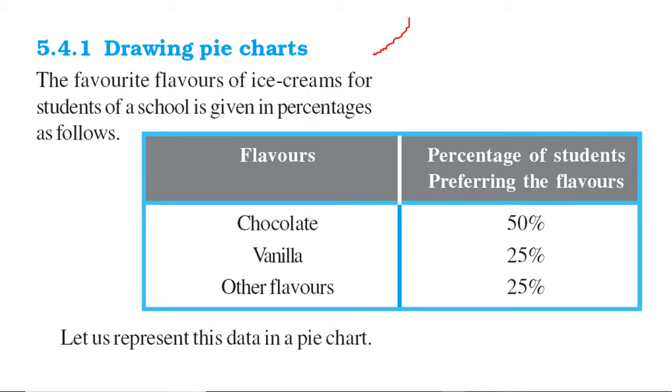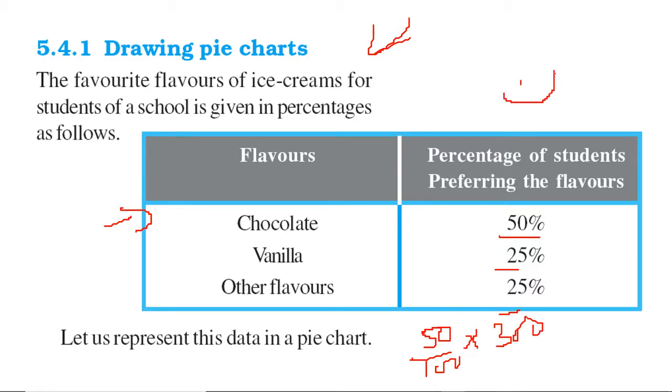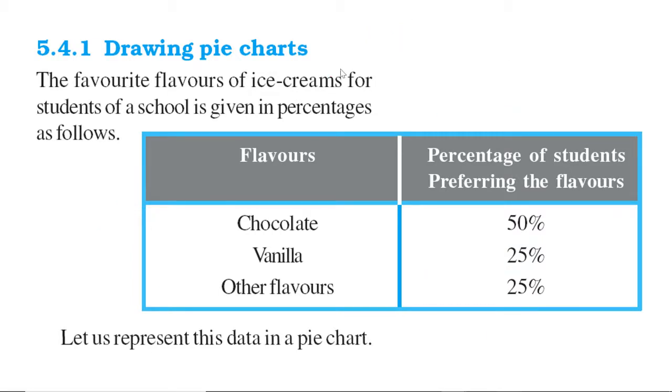See, we have an example. The favorite ice cream flavor of students of a school is given in these percentages. So we have chocolate as 50%, vanilla 25%, 25%. The best idea is, this is 50 by 100. You just multiply it by 360, because a complete angle at a point is 360 degrees. This is the whole 360 degrees. So what part do you want? 50 by 100 into 360 degrees. This is what is being done.